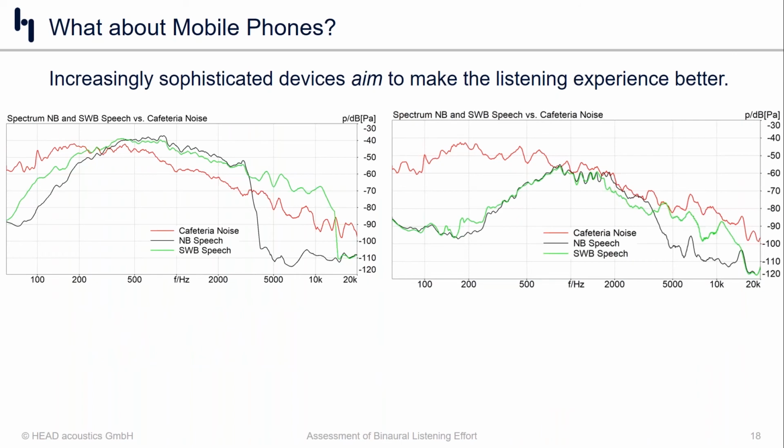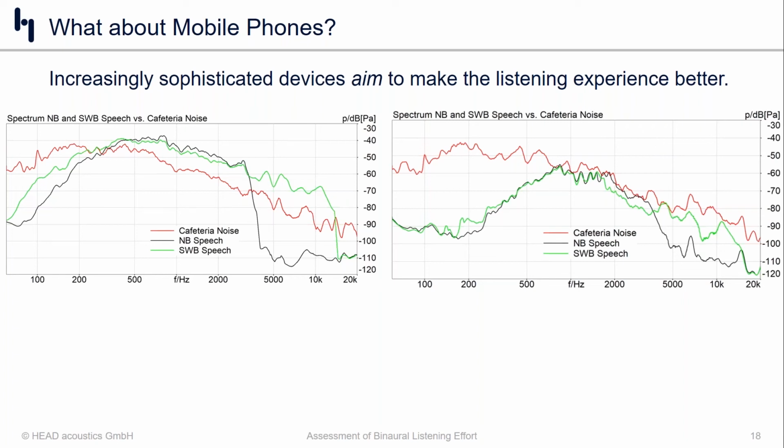Now, what about mobile phones? Because as we touched on earlier, these mobile phones are getting very sophisticated. There's a lot of processes taking place. And when we do a quick measurement, in this case, we've taken 2 measurements here from the cafeteria noise background noise example. What we're measuring on the left-hand side is the noise at the ear of the head and torso, the cafeteria noise shown in red, and then narrowband speech from a mobile phone shown in black, and super wideband speech out of that same mobile phone shown in green.